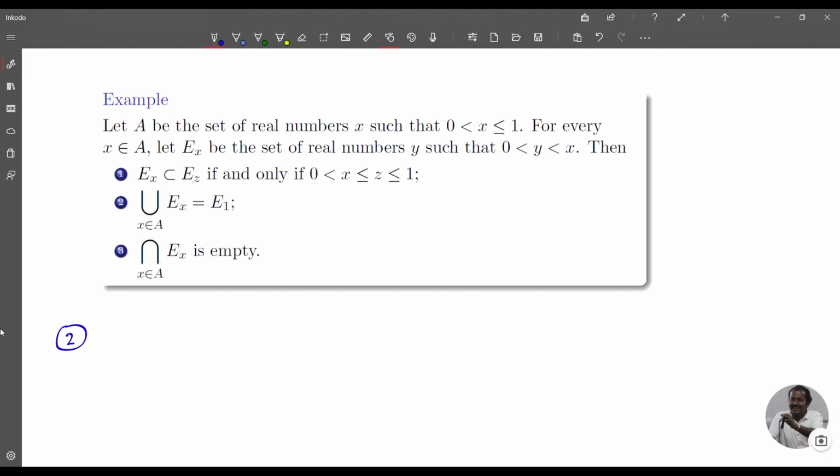Now we prove that union over x belongs to A of Ex is equal to E1. We have for 0 less than x less than or equal to 1, Ex is contained in E1.